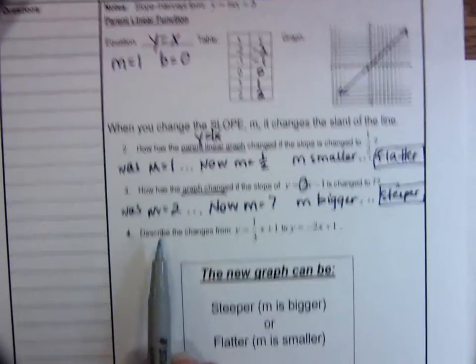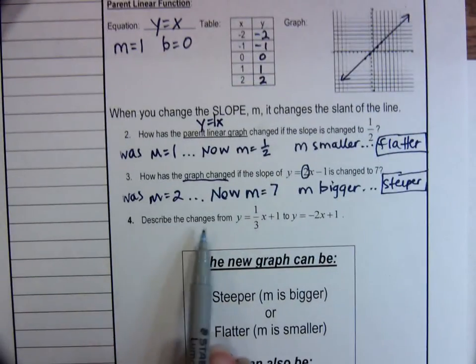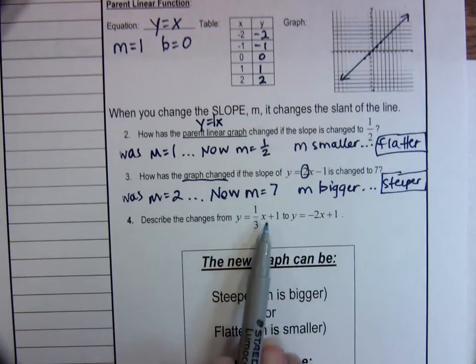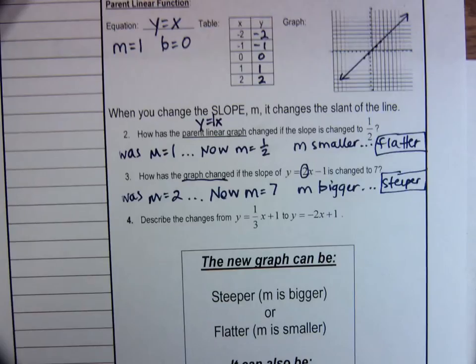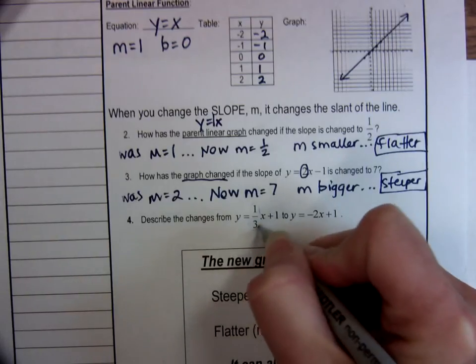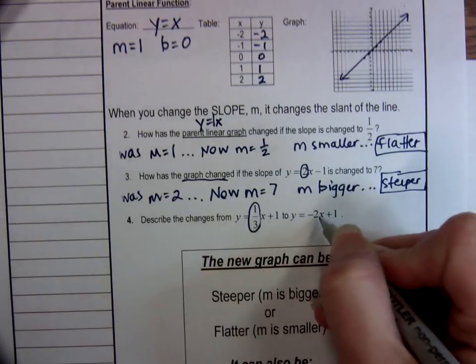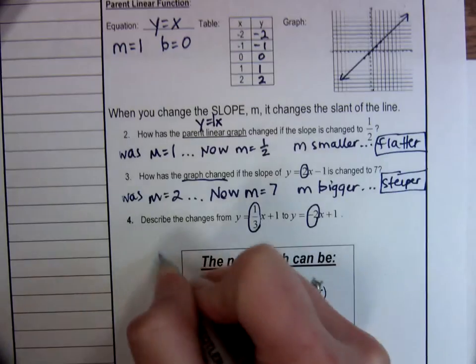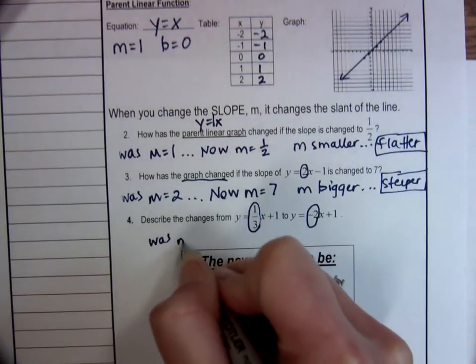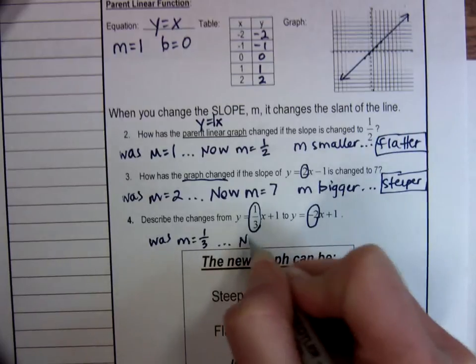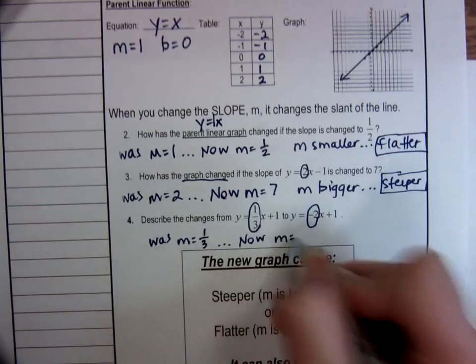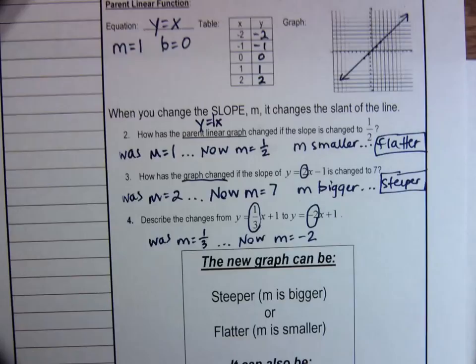Now let's look at the last one. It says describe the changes from y equals 1/3 x plus 1 to y equals negative 2x plus 1. What's different about those two equations? That's right, the slope is different. So we've got a slope of 1/3 here, and it's now a negative 2. So it was m of 1/3, but now the m is negative 2.